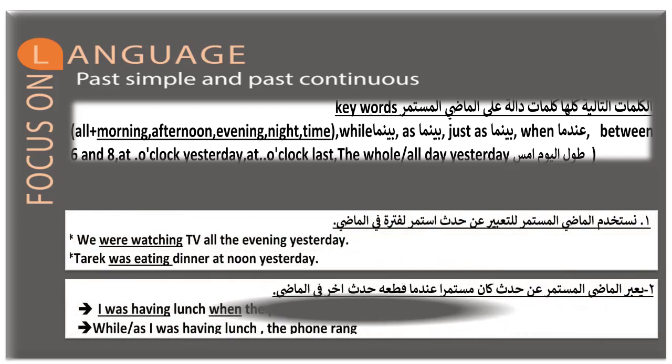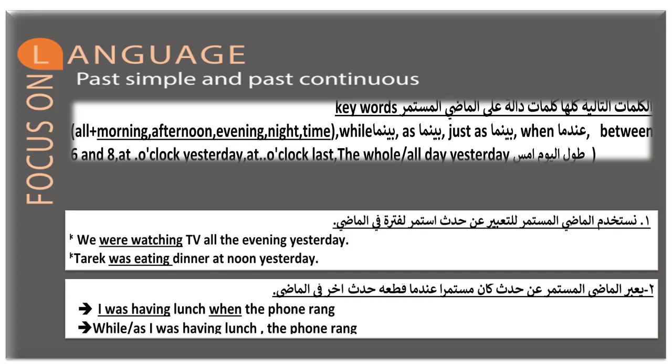طبعا we use the past continuous to express some event or some situation that was happening at a certain time in the past. يعني أمر حدث استمر لفترة معينة. الماضي هنا بحدد الفترة، مش مفتوحة زي past simple. For example, we were watching TV all the evening yesterday.